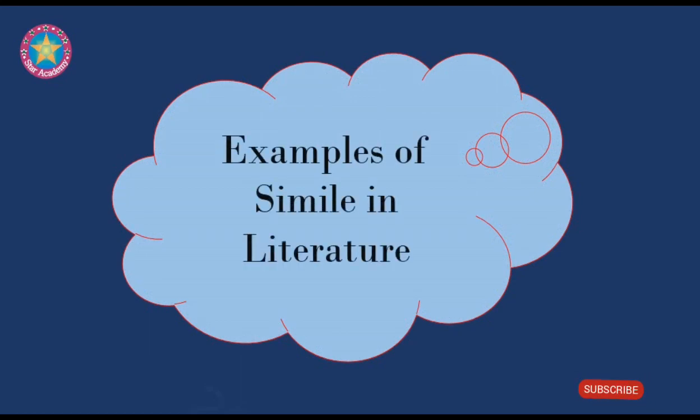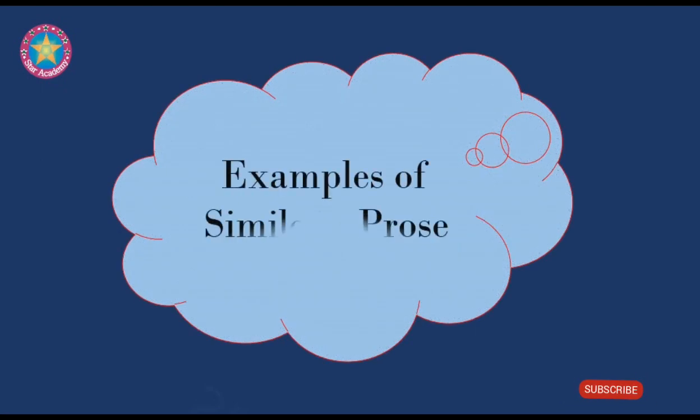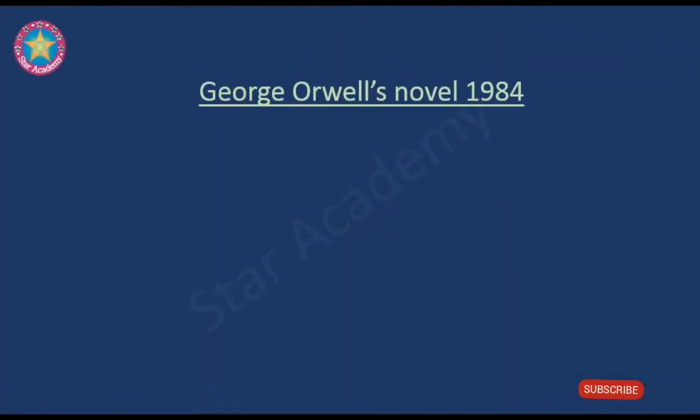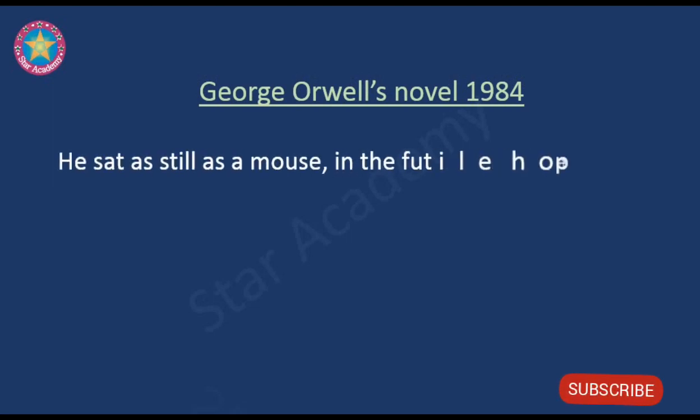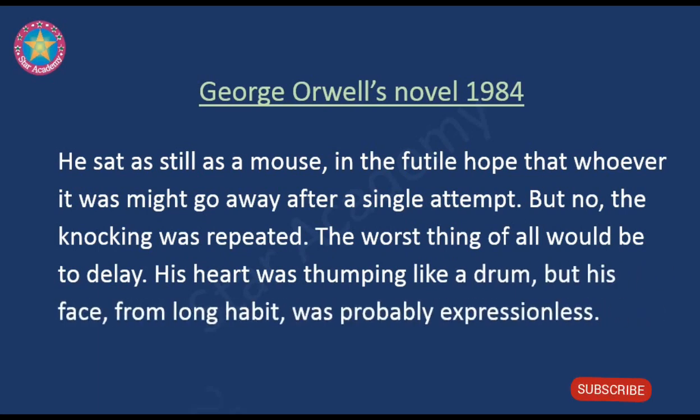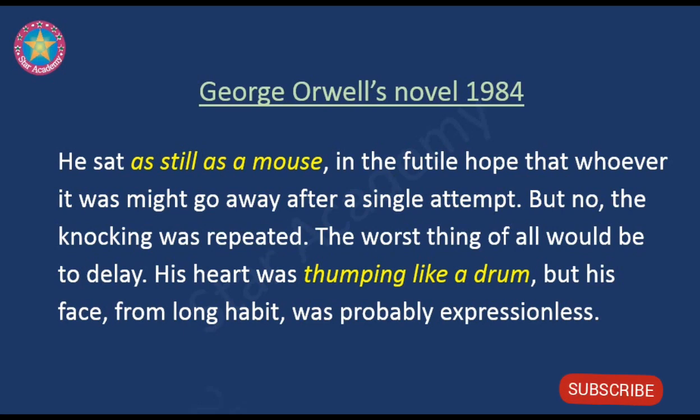Examples of simile in literature. Simile introduces vividness into what we say. Authors and poets utilize simile to convey their sentiments and thoughts through vivid word pictures. Similes are used in literature to make writing more vivid and powerful. Read these lines and find similes. This passage uses two similes, as still as a mouse and thumping like a drum.